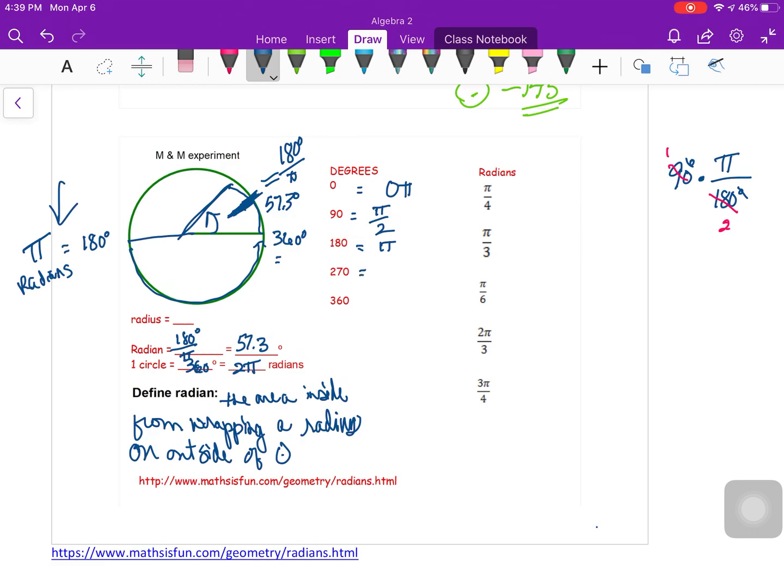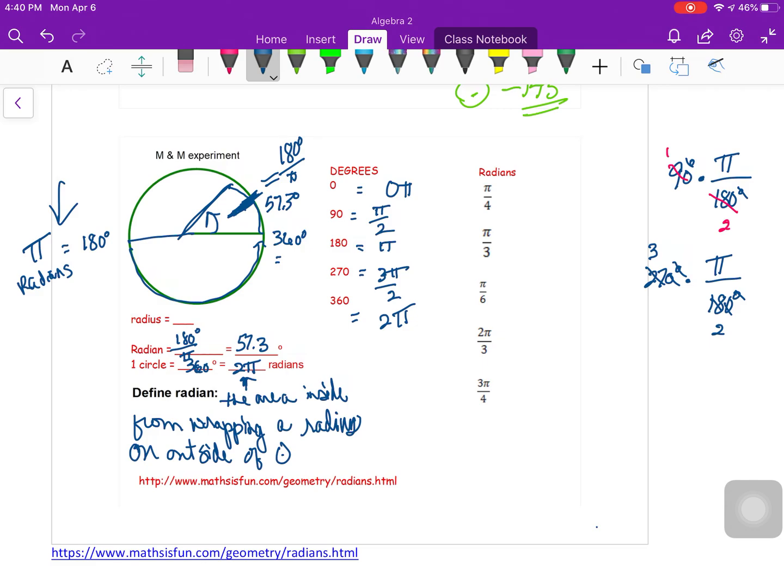270 degrees should be 270 degrees times the 180 degrees on the bottom, pi on the top. Again, the degrees cancel, the zeros cancel. 27 and 18 both divide by 9. That gives me a 3 and a 2. That gives me 3 pi over 2. 360 degrees all the way around was equivalent to 2 pi radians.